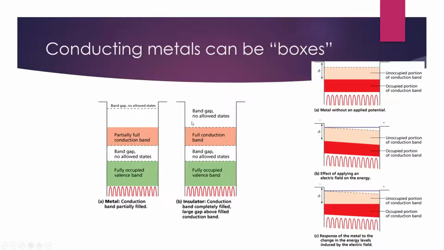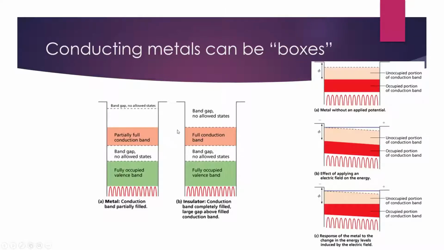If we look over here at an example of an insulator, you can see the fullness again, but there's this emptiness here that is not a band gap. The band gap is up here at this dashed line. For an insulating material, there is a full conduction band up here. So we can't actually have electrons moving around in this band because it's full.